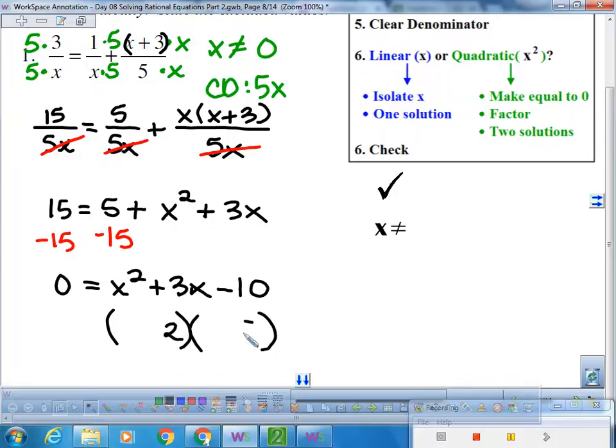2 and 5 make negative 10. One of them's got to be negative. The 2 is going to be negative because the 3 is positive. So I have two solutions here: x is equal to 2, and x is equal to negative 5. Are either one of those an excluded value? None of them are excluded values, so we're good. All right? So we have two different solutions.